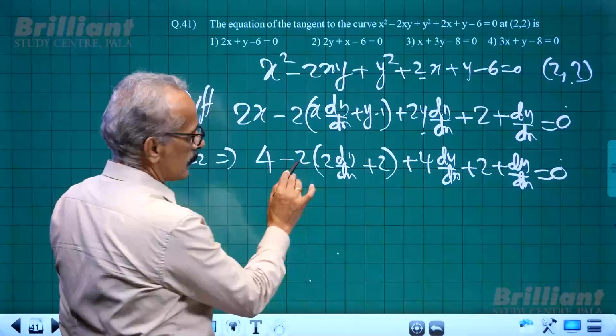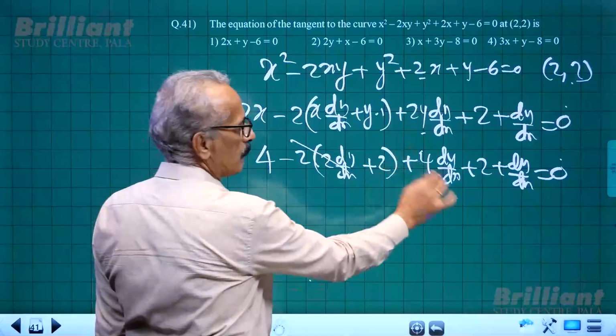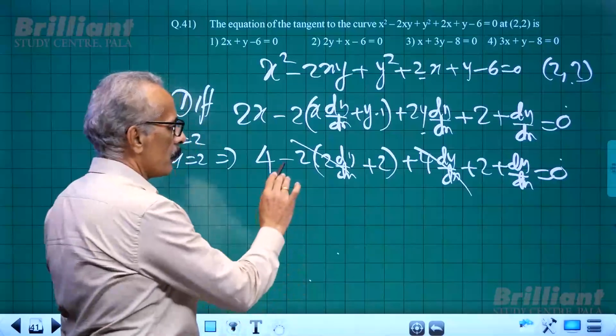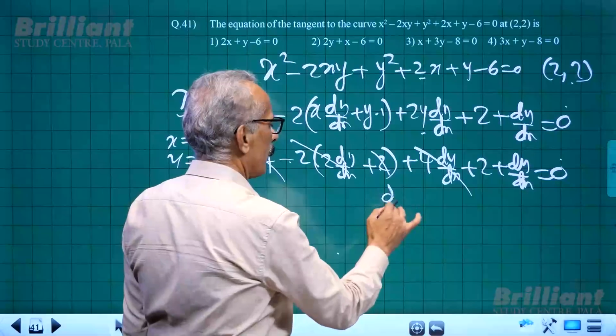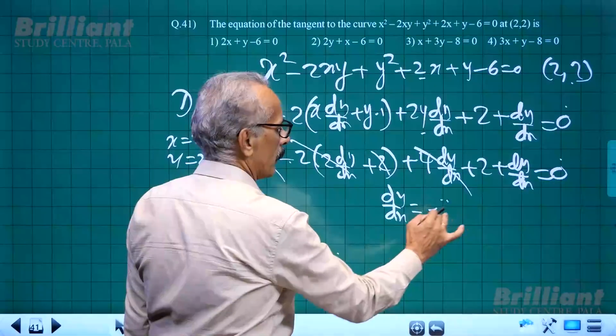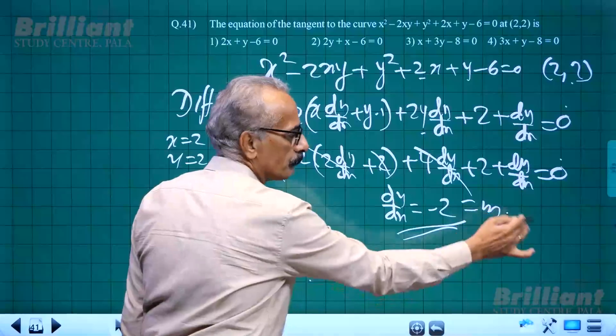Now open the bracket. This is minus 4 dy by dx and plus 4 dy by dx cancel. This is minus 4 and 4, this also cancels. So ultimately you get dy by dx is equal to minus 2. That's your slope.